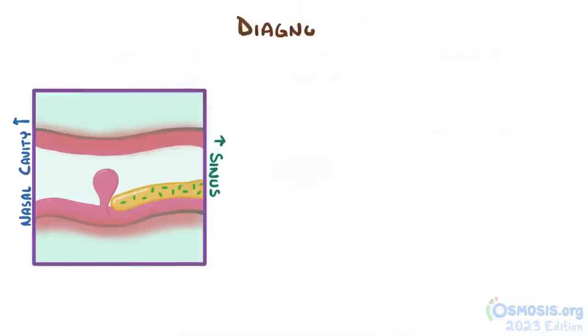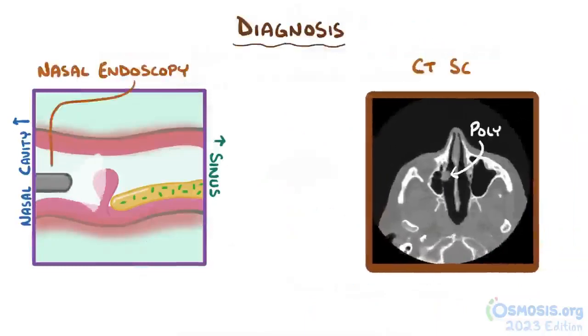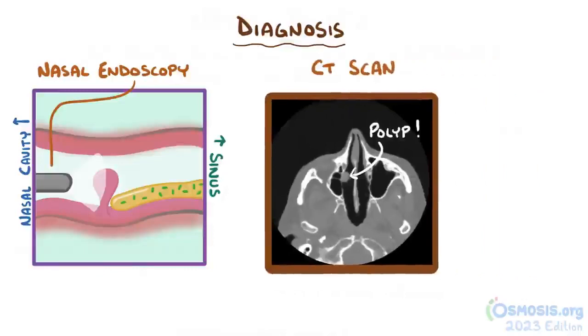Nasal polyps are diagnosed visually with nasal endoscopy, or by medical imaging with a CT scan. Diagnosis is often made after clinical symptoms become problematic, but changes to the respiratory mucosa can be detected even in their absence.